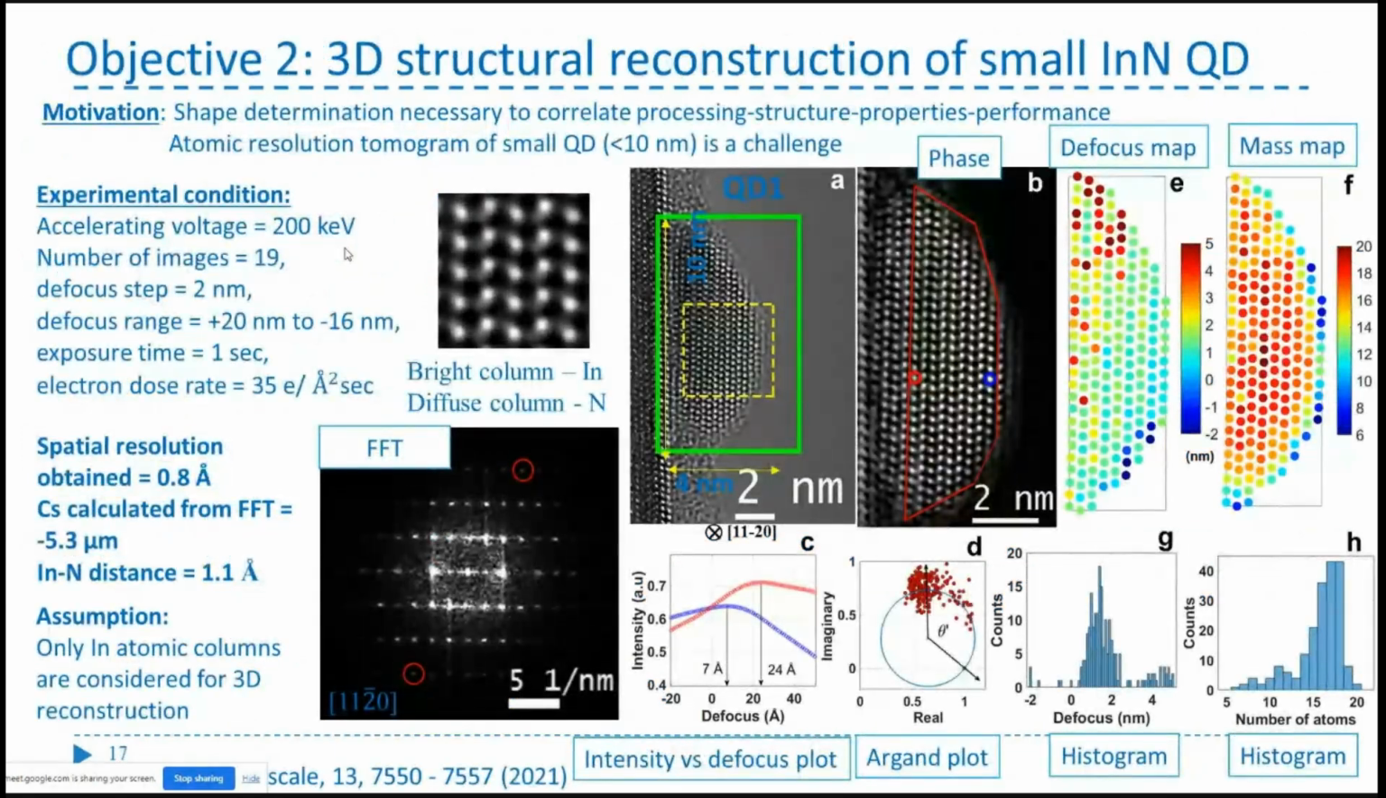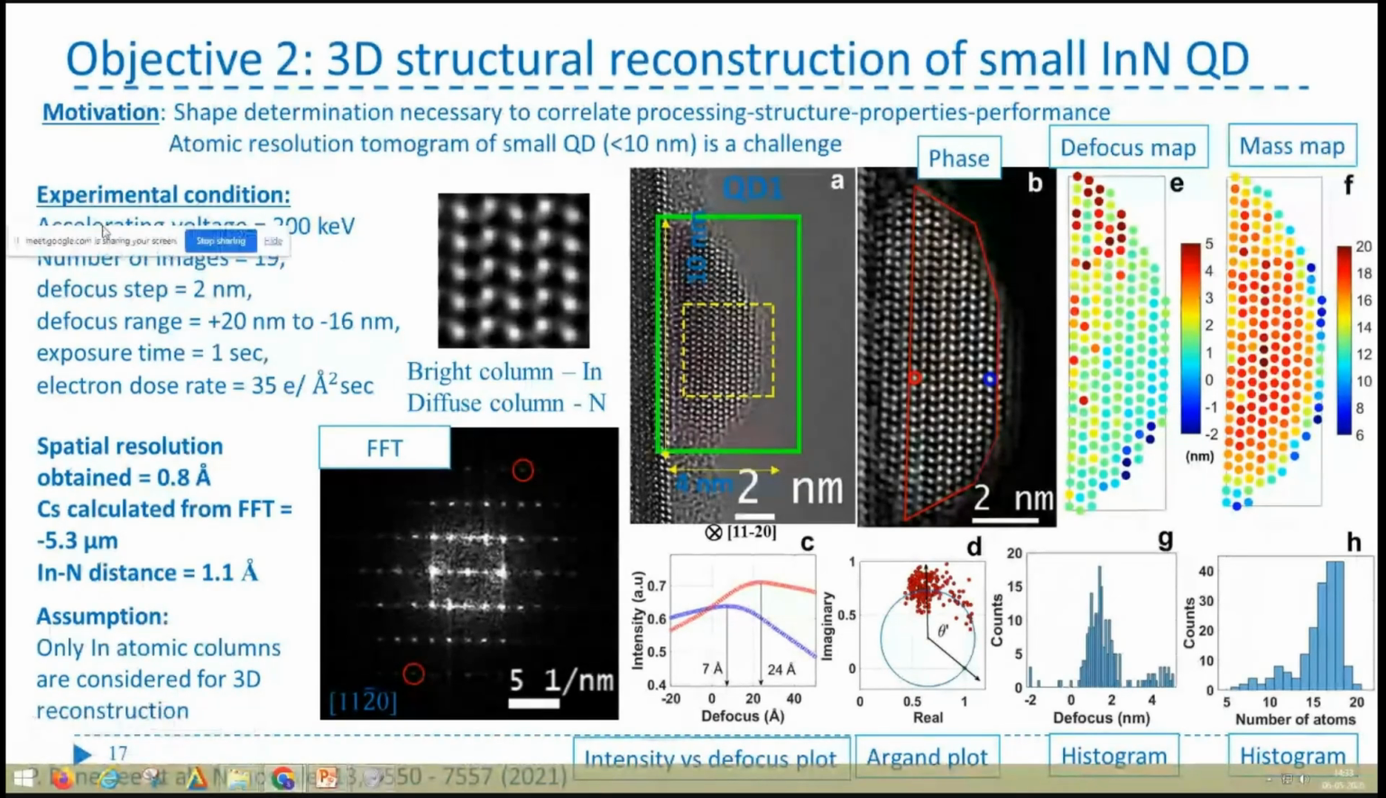Now this is one example on a small indium nitride quantum dot. Okay, so this is experimental data. It is an experiment which was done with a negative CS imaging.